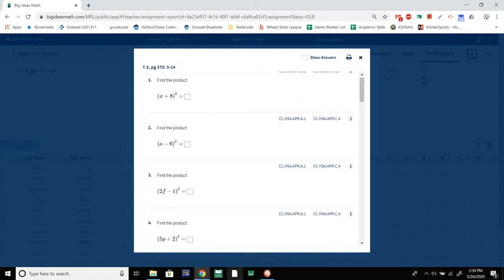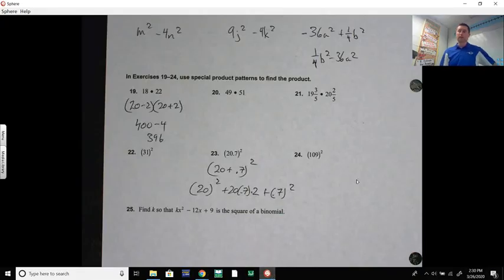Now after this, we're getting into a little bit of graphing and using the intercepts and finding the zeros, stuff that when you get to Algebra 2 that you'll need to know.